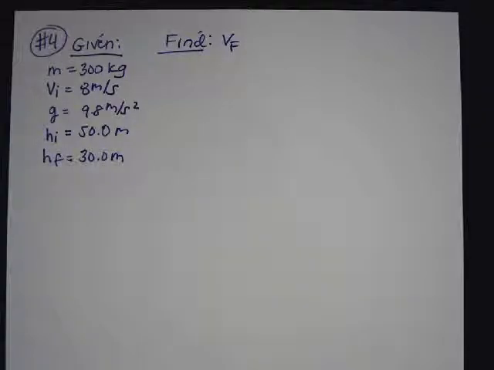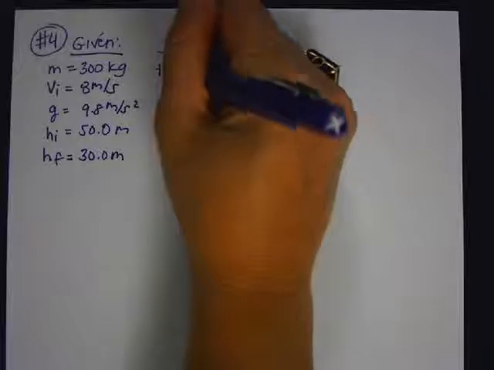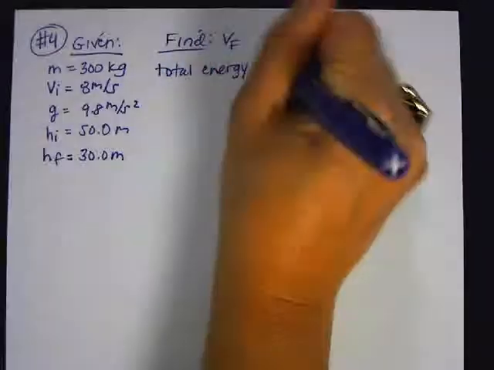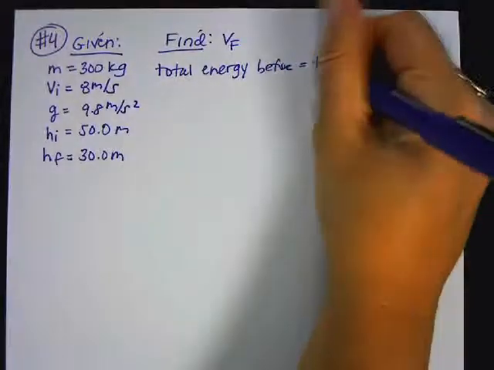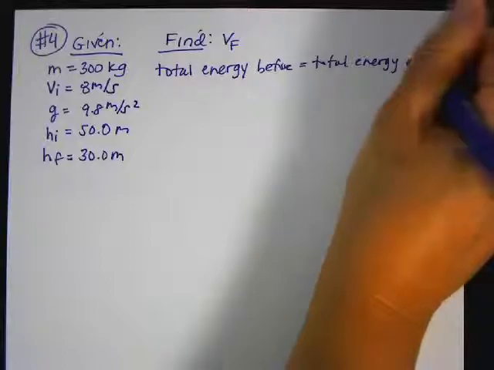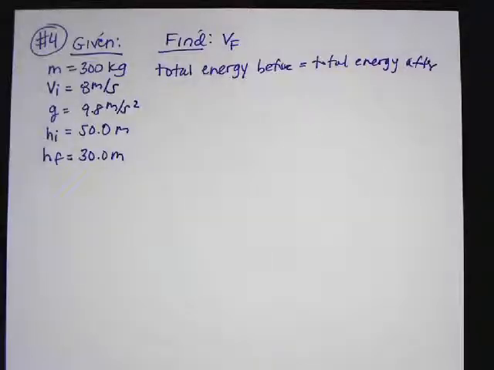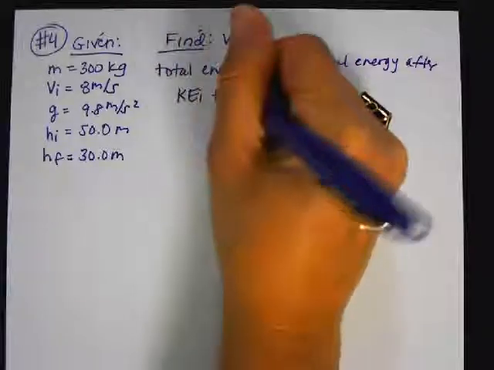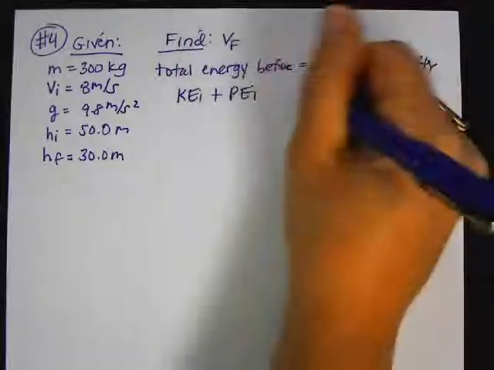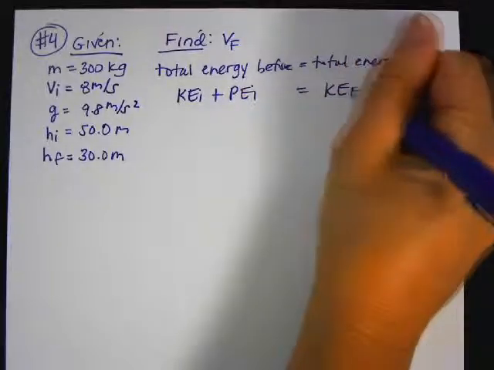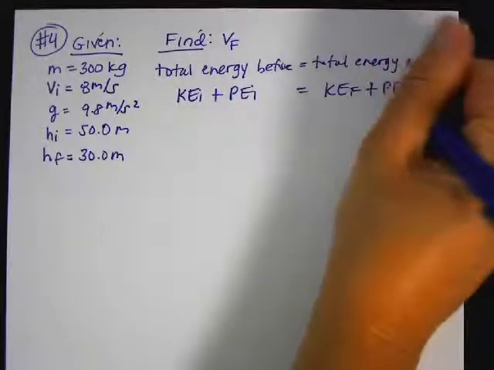In layman's terms, obviously we're going to do conservation of energy. So the total energy before is equal to the total energy after. Now what is the total energy? Well, the total energy is the sum of the kinetic and the potential. So KEi plus PEi is equal to KEf plus PEf.